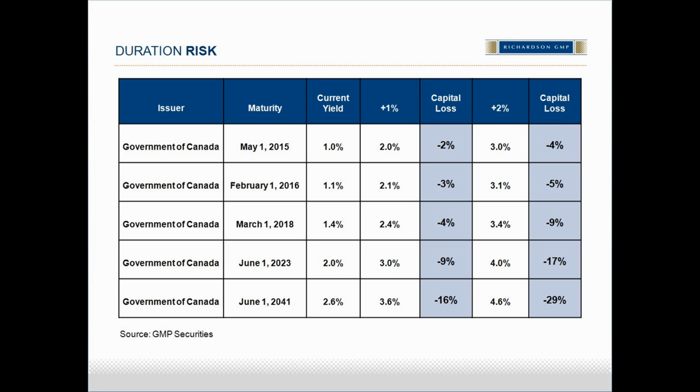Well, moving from 2.6 to 3.6%, the bond suffers a 16% loss in value. And at 4.6%, a 2% increase in interest rates from current, the loss is 29%. Now, you can hold the bond until maturity in 2041 and continue to earn a rate of return that equates to 2.6% based on the current pricing of the bond. But if interest rates increase 1% and you decide you want to sell the bond, you'll face a capital loss of 16%, or a loss of 29% if rates are 2% higher.